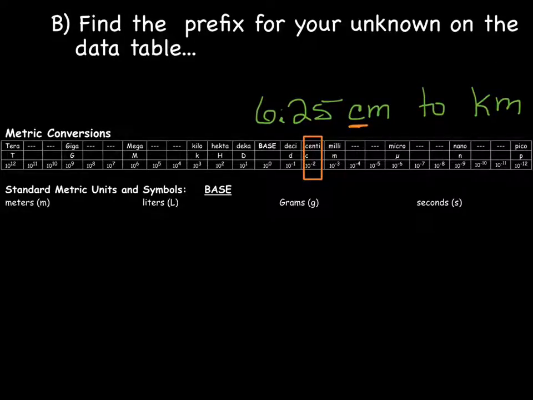And now the next step is to find the prefix for the unknown on the data table. The unknown is the thing we're trying to find, and in this case it's kilo. So on the data table it's towards the left, and there it is right there.